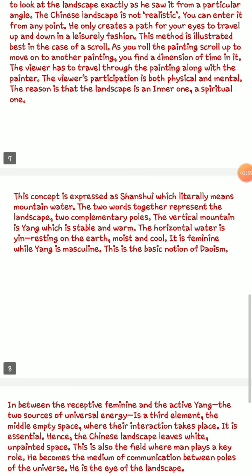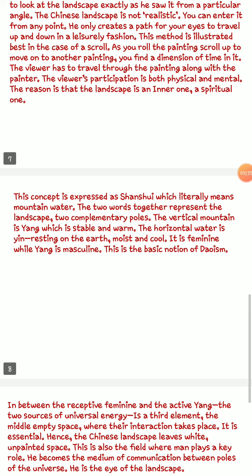If you closely look at it in your text, or if you listen in this audio session also, you will find that they are complementary, but their characteristics are contrasting to one another. Because in the case of yang, it is stable and warm and it is masculine, whereas in the case of yin, it is moist and cool. So the characteristics are different. And I already told you yang is masculine and yin is feminine. This is the basic notion of dualism.